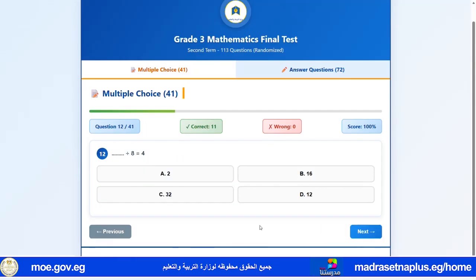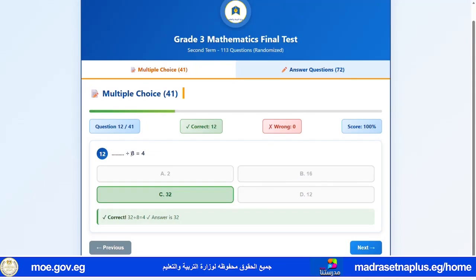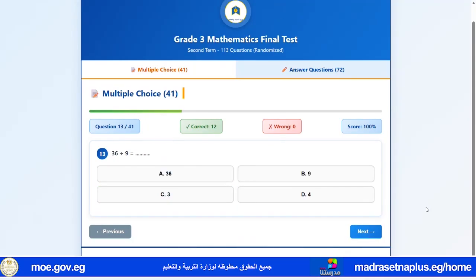Okay, next one, we have division. What divided by 8 equals 4? I can change my thinking. 4 times 8 equals what? So the suitable number is 32. 32 divided by 8 equals 4. Next, 36 divided by 9. Look at table 9. What times 9 will be 36? It will be 4. 4 times 9 equals 36. 36 divided by 9 equals 4. So this is the right answer.